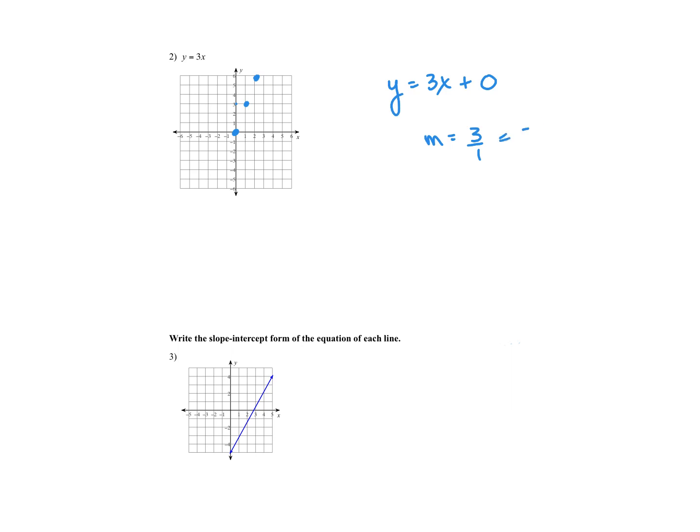Or it could also be negative 3 over negative 1. So you go down 3 and left 1. And you see they're all in a straight line. And that is your graph.